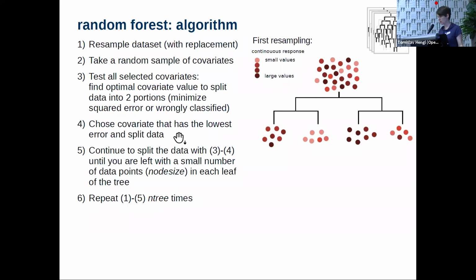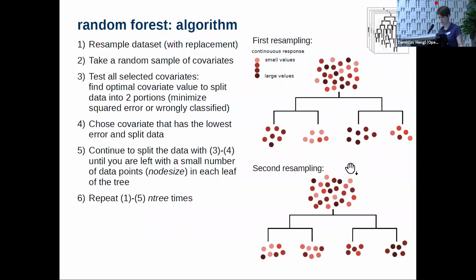And then you choose the covariate that has the lowest error, and you continue with splitting until you have a minimal set of data points that is defined in this node size. It's usually 5. If you have 5 data points remaining, you stop splitting. And then you keep repeating this for all trees. And as you can see here, your data is then getting sorted, hopefully, regarding your response, into groups that have similar properties.